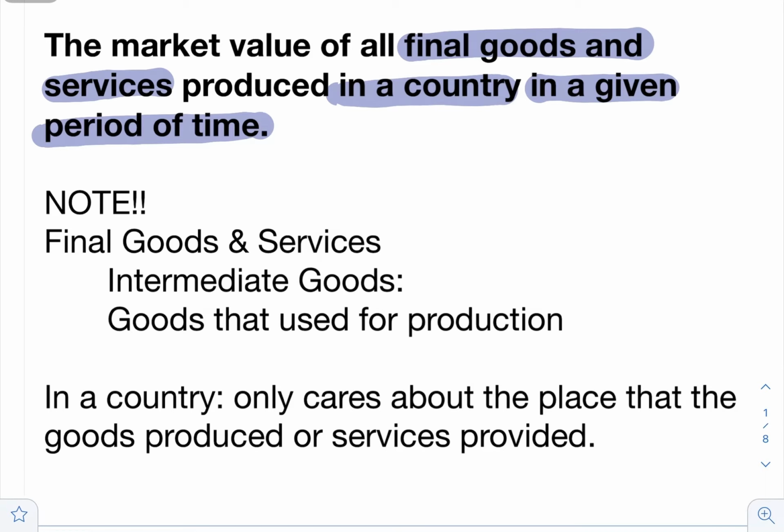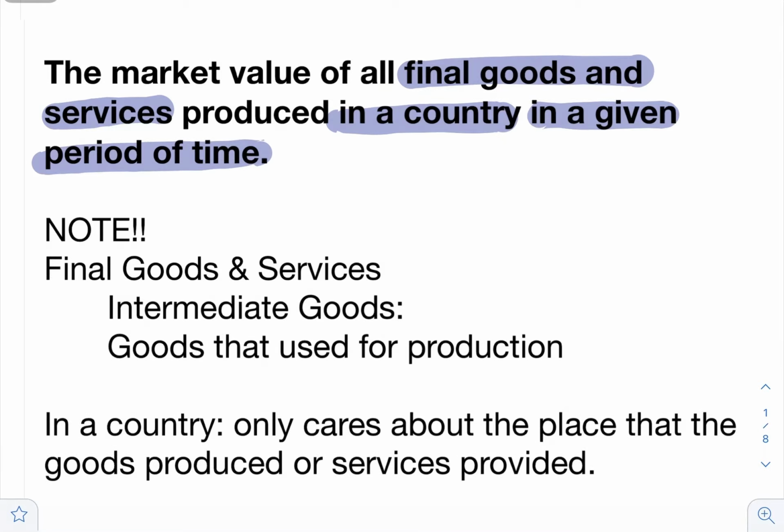The second one, produced in a country. We only care about the place where the goods are produced or the services provided. We don't care about the nationality of the producer. Like if a Chinese person produces goods in Canada, it is counted for Canada's GDP. And for the last one, a given period of time, it is usually 1 year.